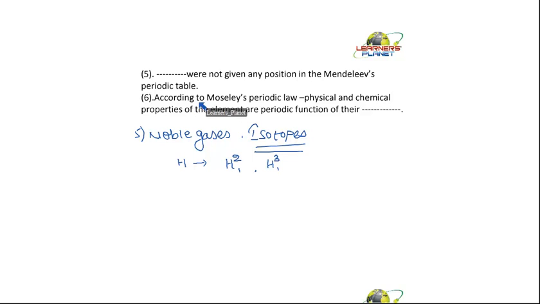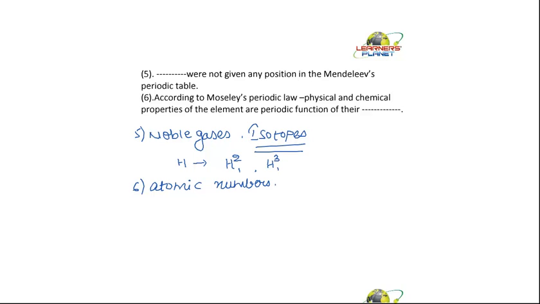Now let's take up our next question here. It is, according to Moseley's periodic law, physical and chemical properties of the elements are a periodic function of their what? According to Moseley's periodic law, they are periodic functions of their atomic numbers. Right? So he gave it according to the atomic numbers.